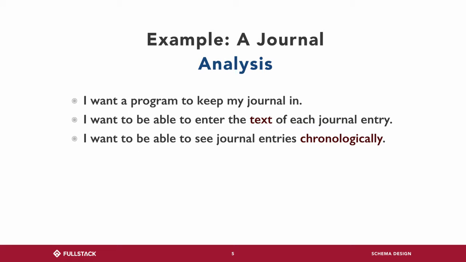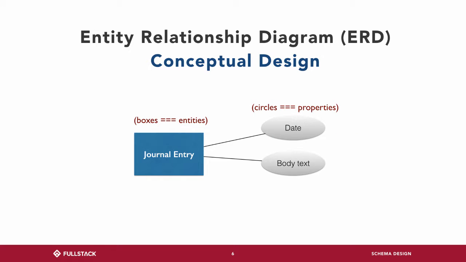So here's an example that we're looking at. Let's say that we wanted a program that we're going to journal in, and we wanted to be able to enter the text of each entry, and we wanted to see these entries chronologically. Well, from the perspective of a conceptual design, and again, this is just convention, you have these entities that are in boxes, and the only things that we would need for every entry would be the date, right? Because if we didn't really care about the date of these things, then we wouldn't need the date, but for sure, we want to have some text that describes our entry, right?